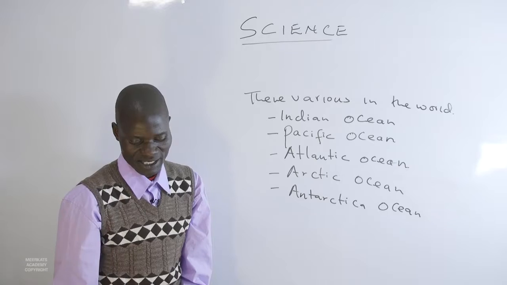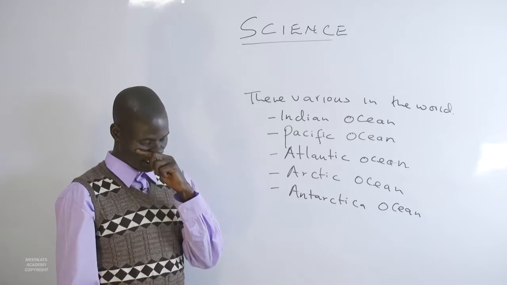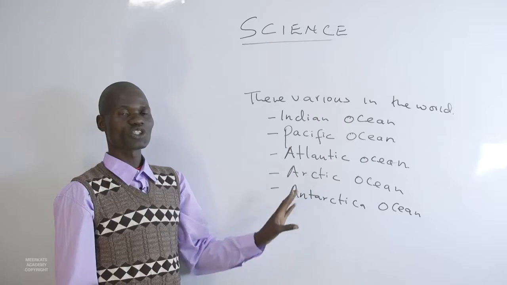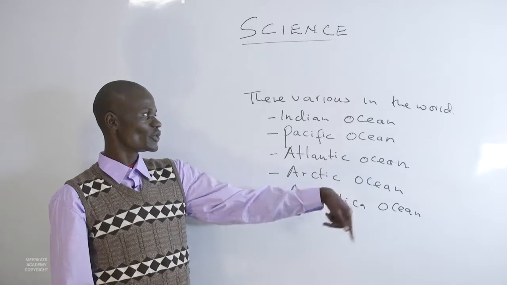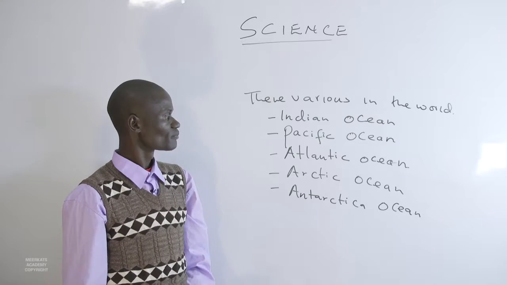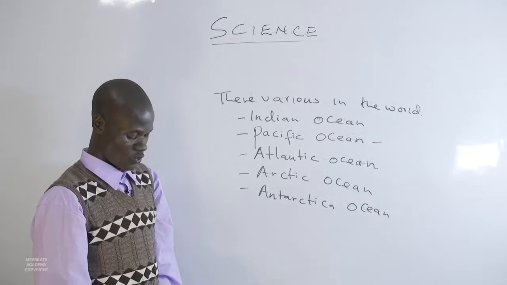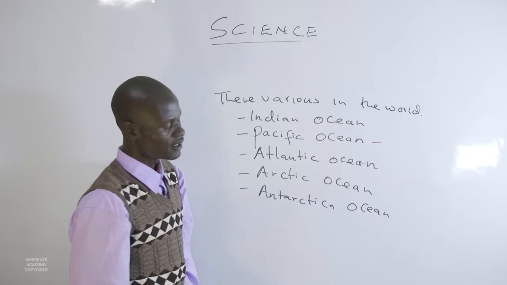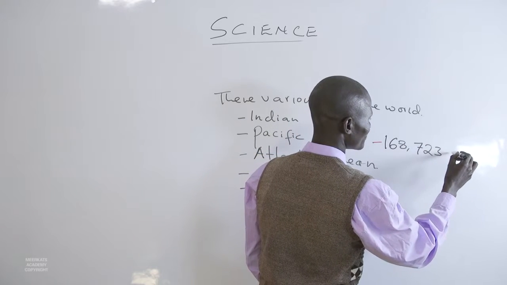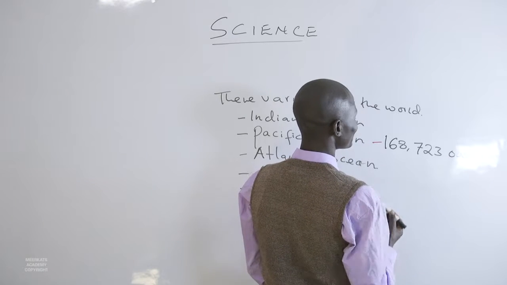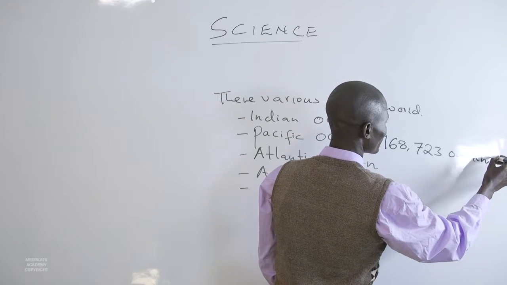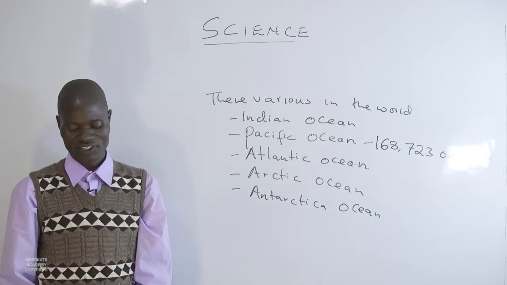These oceans make up the ocean basins, which are so deep, and alongside these oceans, when we study the ocean topography under oceanography, you will find various mid-ocean ridges associated with almost all these oceans. When we look at the Pacific Ocean, it has around 168,723,000 kilometers squared. This is the surface area of the Pacific Ocean.